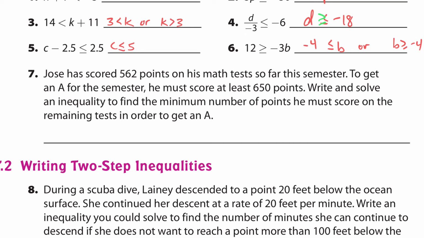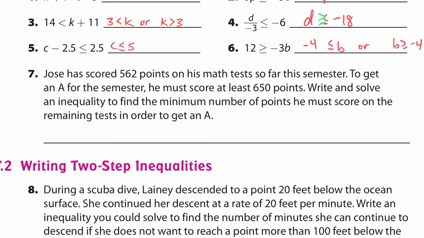Jose scored 562 points on his math test so far this semester. To get an A for the semester, he must score at least 650 points. Write and solve an inequality to find the minimum number of points he must score on the remaining tests in order to get an A. Okay, so he's scored 562 so far.